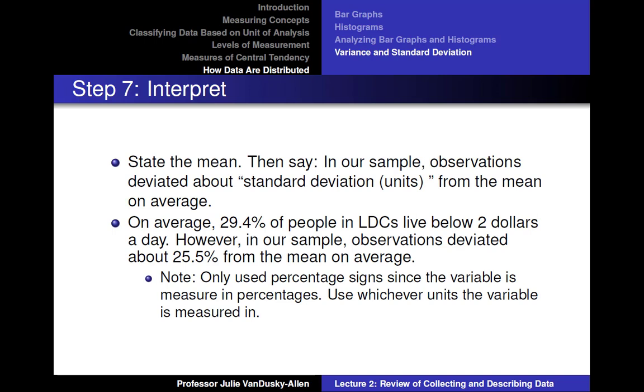Now we can interpret the mean and standard deviation. To interpret it, we should start by stating the mean of the variable. Then we would say in our sample, observations deviated about standard deviation units from the mean on average. So applying this to our example, we would say, on average, 29.4% of people in LDCs live below $2 a day. However, in our sample, observations varied about 25.5% from the mean on average. Note that I only use percentage signs since the variable is measured in percentages. Use whichever units the variable is measured in.